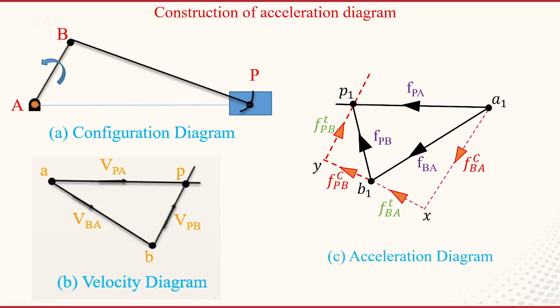In this problem, you need to find the acceleration of the slider. The slider acceleration means that of point P. Now measure the vector P1A1, that is FPA. This vector directly gives the acceleration of the slider. Whatever scale you have taken, measure the value and multiply with the scale, and you obtain the acceleration of the slider. So this is the construction of the acceleration diagram. I hope all of you understand how to construct the acceleration diagram.